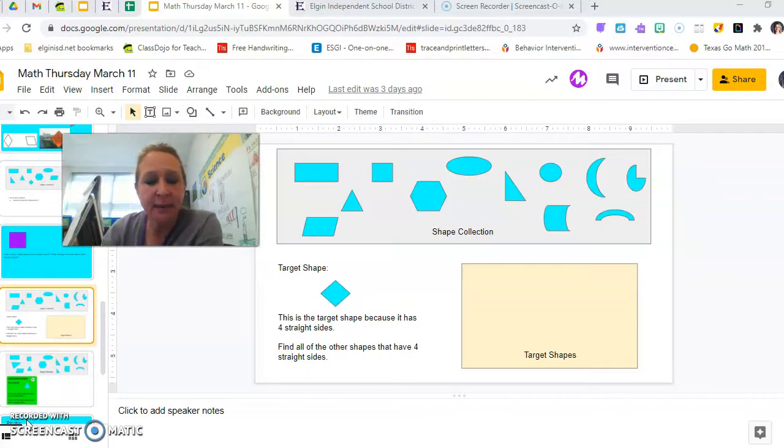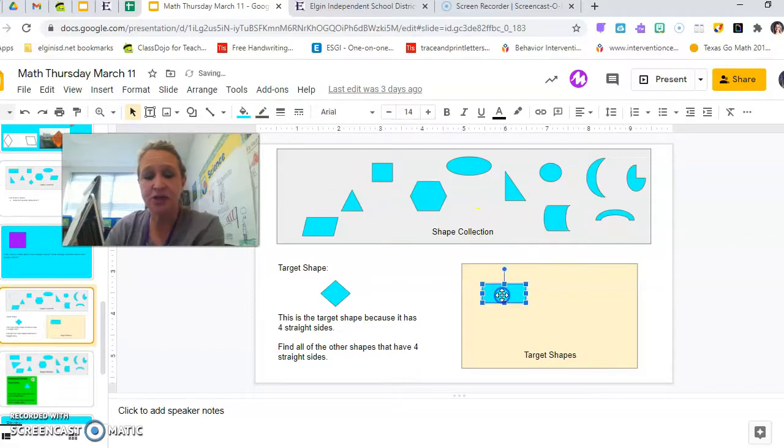Okay, so does anybody else see a shape with 4 straight sides? Thumbs up if you see a shape with 4 straight sides. All right, did you see this shape right here? Does this have 4 sides? 1, 2, 3, 4. Yes, it does. So I'm going to drag it down here to my target shapes. All of these shapes are going to have 4 straight sides, like my target shape. What about this one? Does this one have 4 straight sides? 1, 2, 3, 4. Yes, it does.